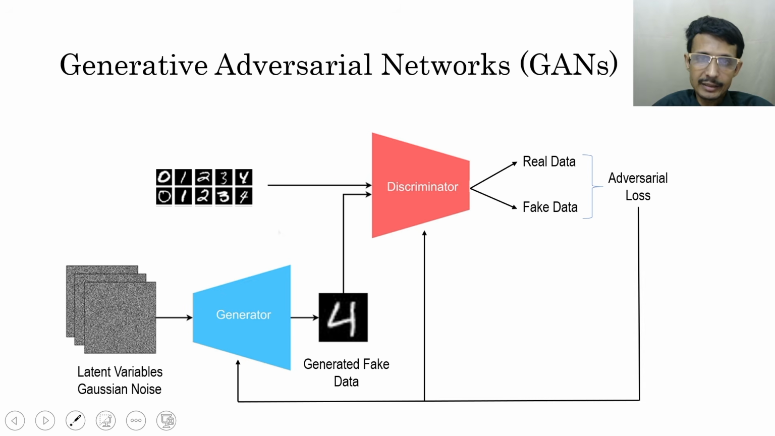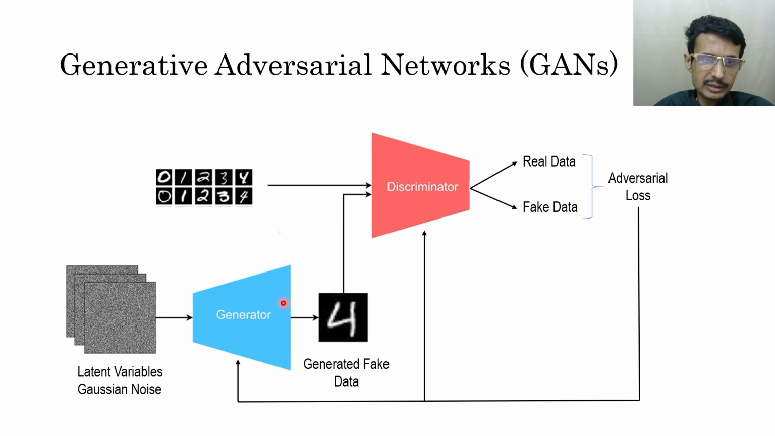Now you can see here, what is the role of the discriminator? The discriminator is basically a kind of classifier that takes two inputs, real data and generated data, and tries to find out whether it is real data or fake. And this loss is called the adversarial loss. This loss is basically backpropagated through both the discriminator and the generator, so that they can be trained.